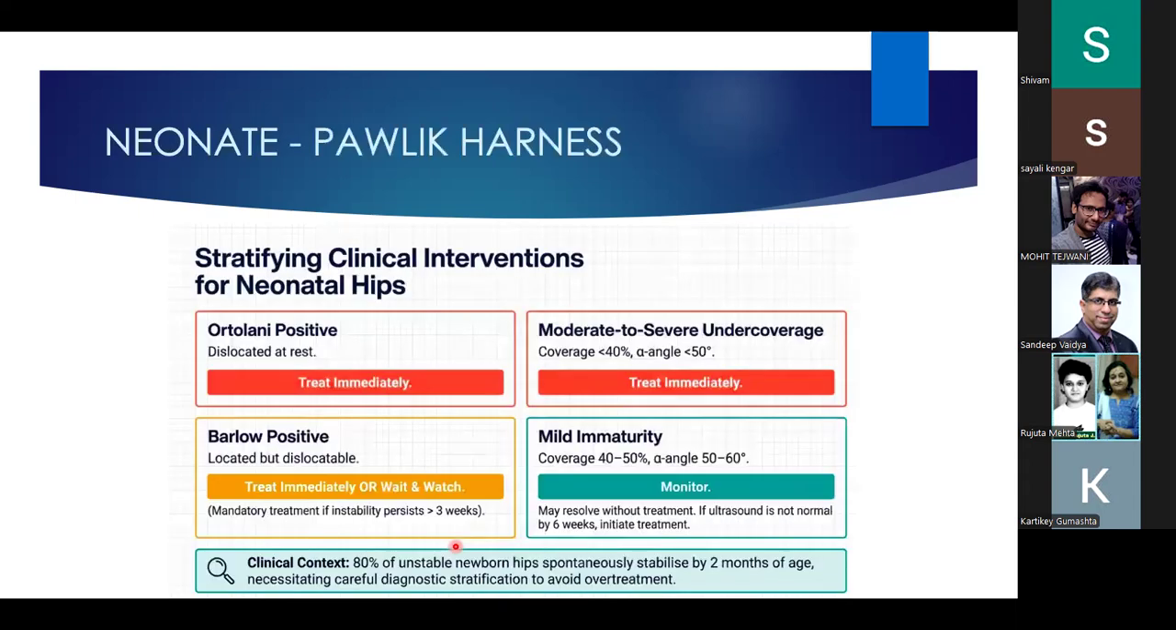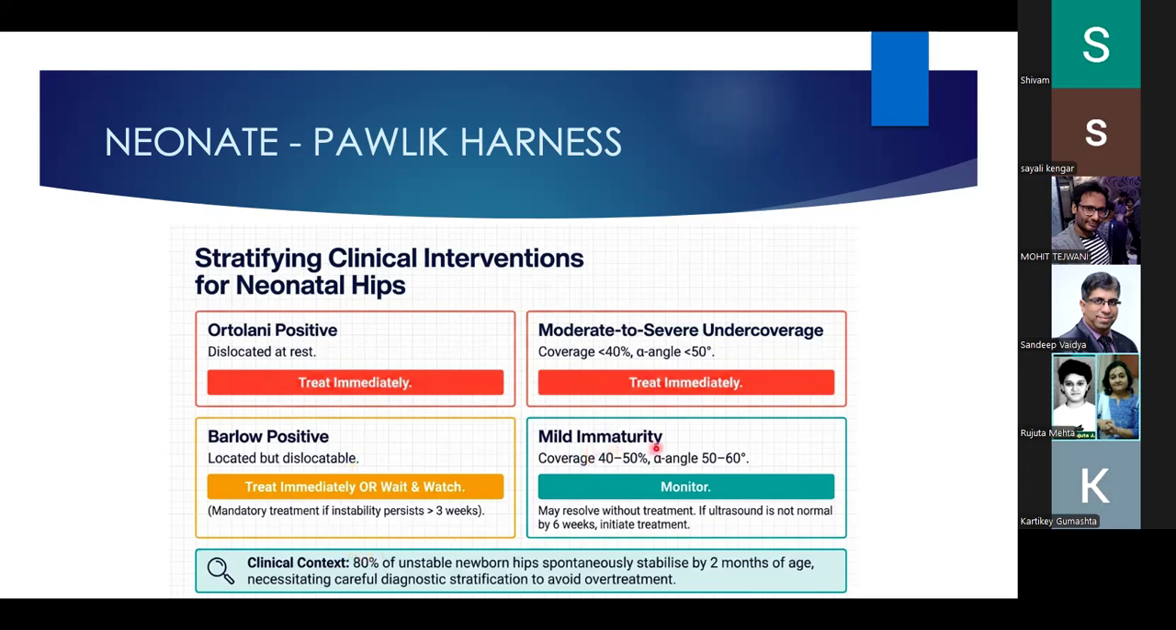Treatment for neonate: gold standard treatment is Pavlik harness. If on initial examination Ortolani test is positive, treatment is started immediately. And or if there is moderate to severe undercoverage, coverage less than 40%, or alpha angle less than 50 degrees, treatment is started immediately. And if there is a Barlow's positive hip, treatment can be started immediately or can be waited for 3 weeks. But if there is instability at the end of 3 weeks, treatment should be started.